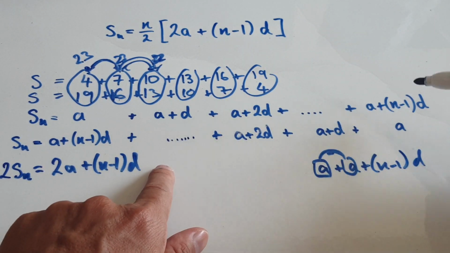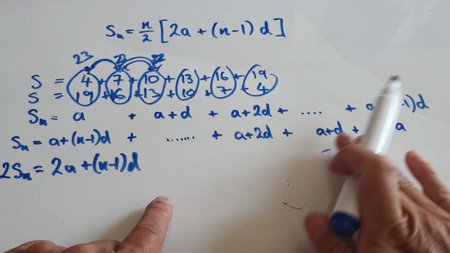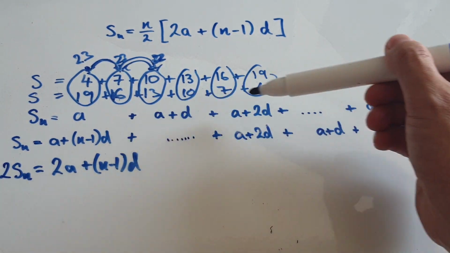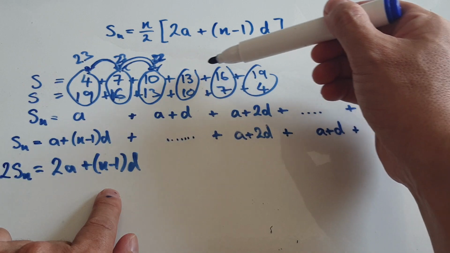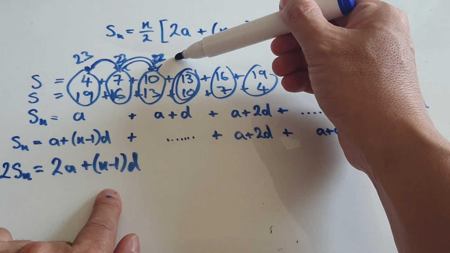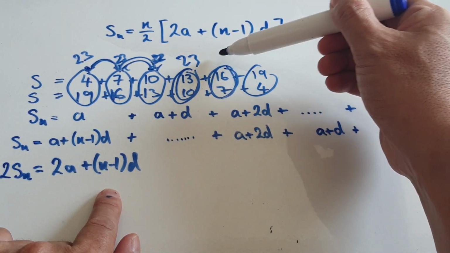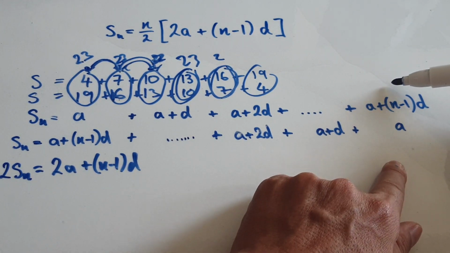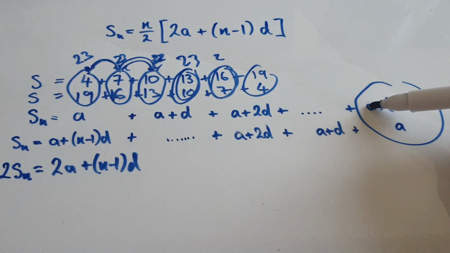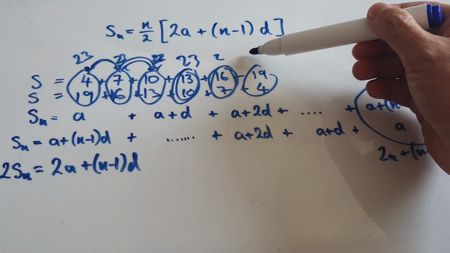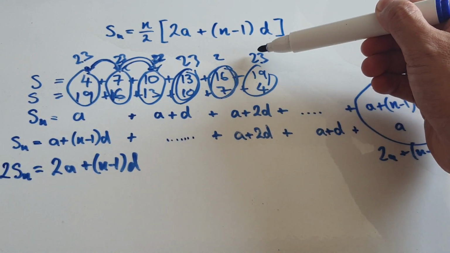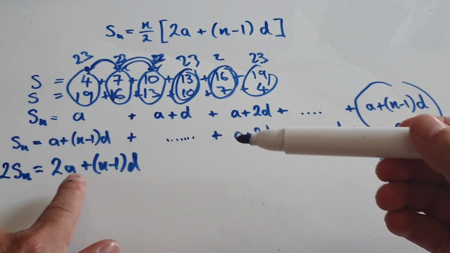Now, if you add up all of these, and so on, it comes to the same thing, just like up here. If you add these two, it will come to 23. If you add these two, it will come to 23. Let's look at the last one here. If you add up these two, A plus A will become 2A, and then plus n minus 1d. Just like up here, this becomes 23. This will become the same thing as up here.